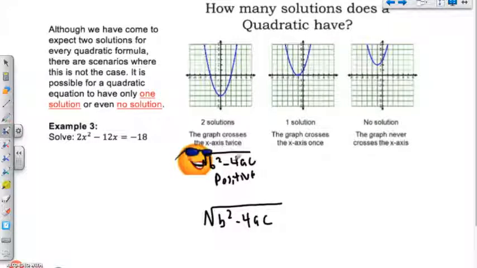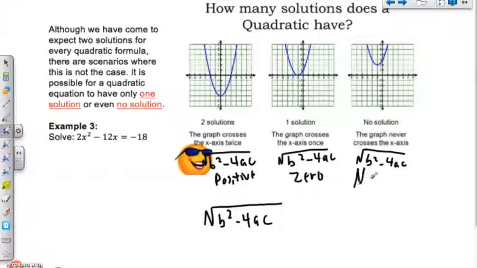That means we're going to have 2 solutions. Alright? For one solution, b squared minus 4ac will be 0. Anytime we get 0 underneath there, we're going to have just one solution. And finally, if b squared minus 4ac is going to be negative, that means we are going to have no solutions.